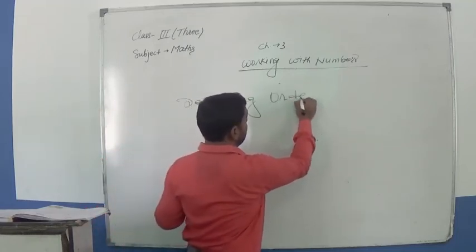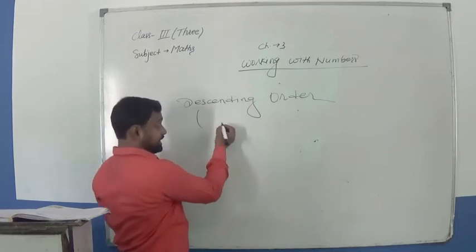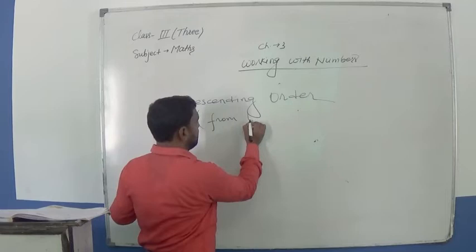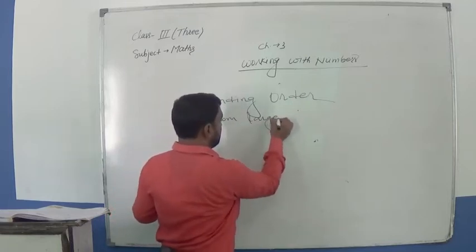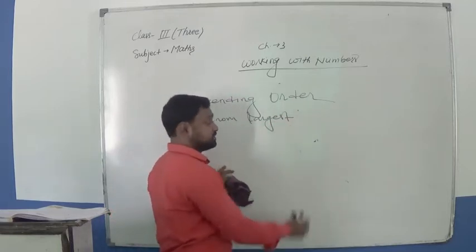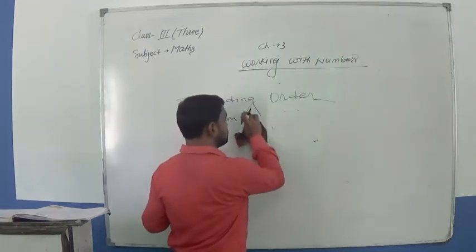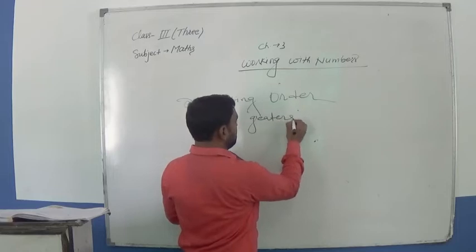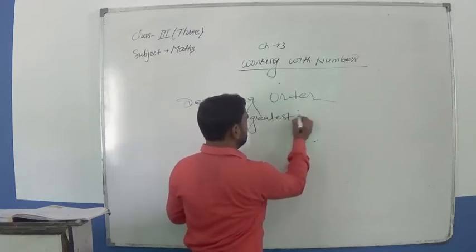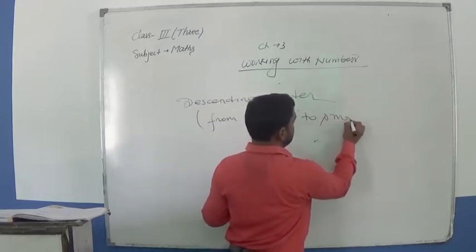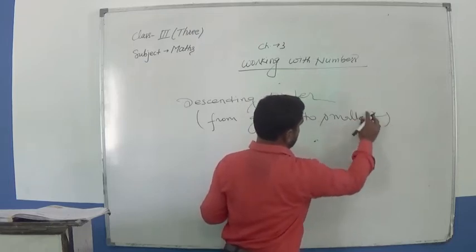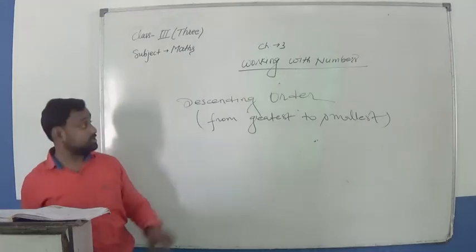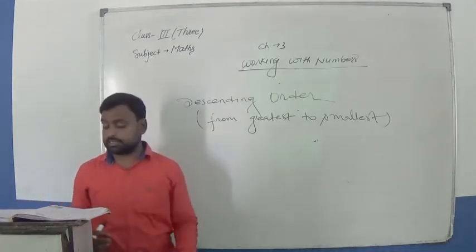Descending order. We can say that from the largest, greatest, from the greatest to the smallest. Greatest to smallest we have to write. Okay, greatest to smallest in descending order. See an example.